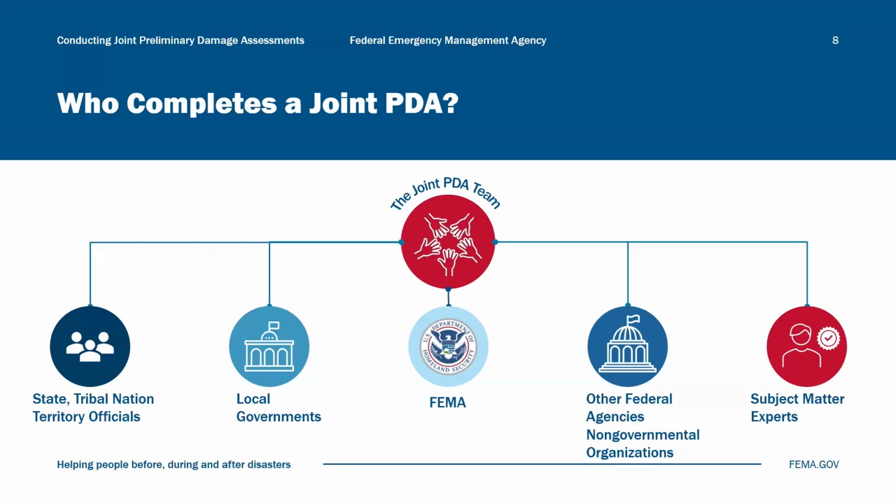Representatives from other federal agencies, such as the U.S. Army Corps of Engineers, Small Business Administration, and Environmental Protection Agency, may also be part of the joint PDA team, alongside subject matter experts such as engineers. The team visits impacted communities and works together to validate damage identified during initial damage assessments. Representatives from all of these groups form the Joint PDA team.